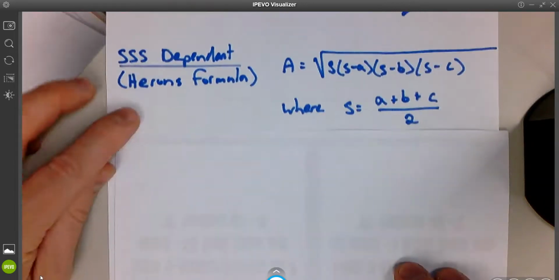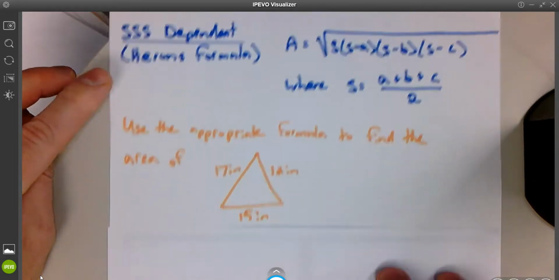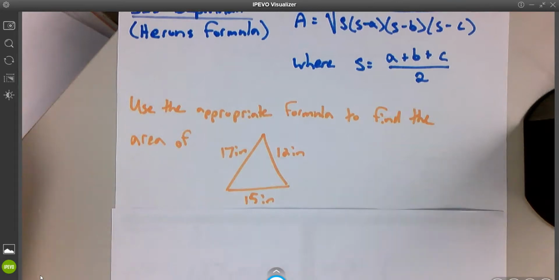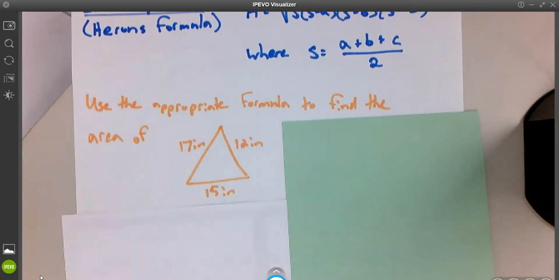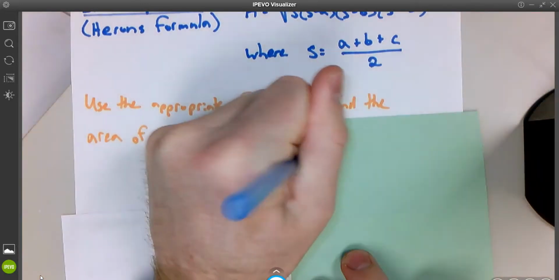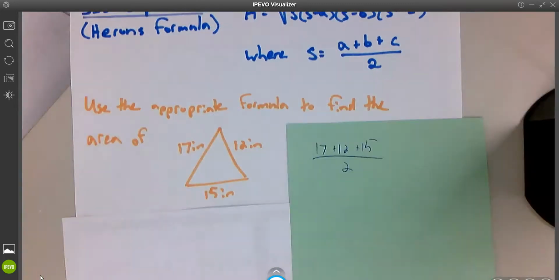So let's do one little practice. Use the appropriate formula and find the area for this thing. Okay. Hit pause if you need to. Looks like it's side, side, side to me, so I'm going to use Heron's formula. I haven't done it yet, so let's do it and see if I still have the skills, okay? The first thing we have to do is find that s. To find the s, we're going to add 17, 12, and 15, and divide by 2. Okay, so I'm going to get my calculator. I'm going to add 17 plus 12 plus 15 divided by 2, and s is 22.